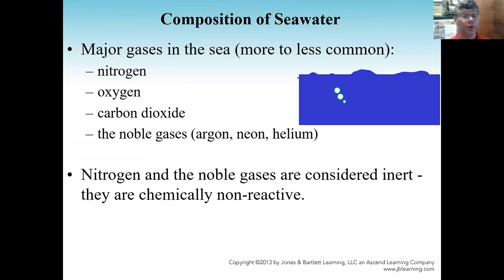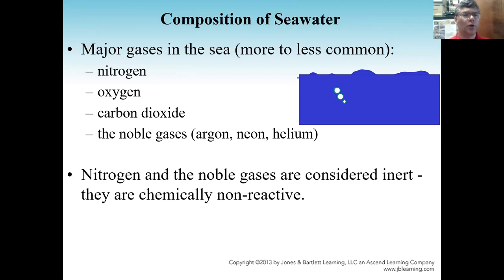Okay, what do these do in the ocean? Well, noble gases, basically nothing. Nitrogen, not much more than that. They are rather inert. They're not doing a whole lot chemically.